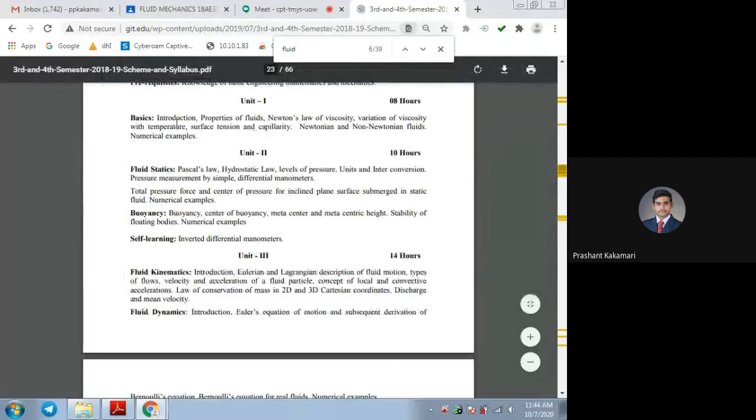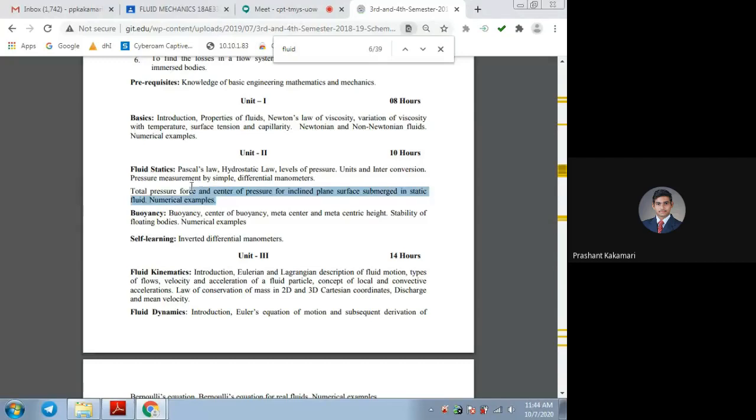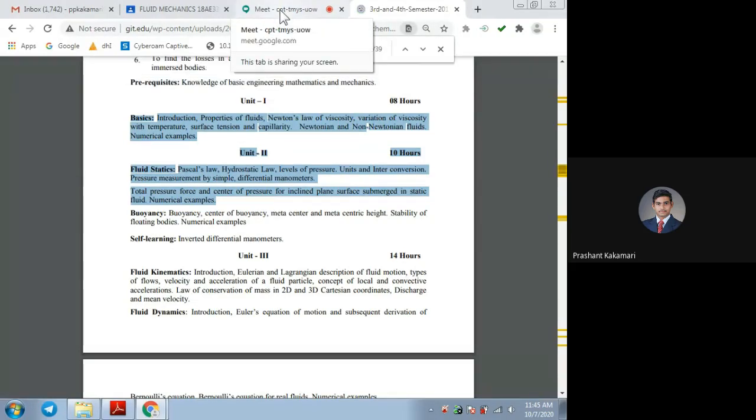That syllabus here. Unit 1, basic properties of the fluid. Unit 2, fluid statics with Pascal's law, hydrostatic law. Then pressure measurement with gauge and absolute pressure, manometers, total pressure force and the center of pressure. So I think we can keep up to pressure measurement and location of the center of pressure for the submerged surfaces. So up to here, the syllabus is there for the IA test. From buoyancy, we'll keep it for the second IA test.